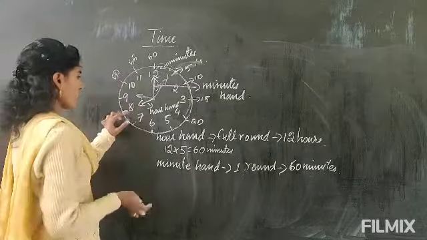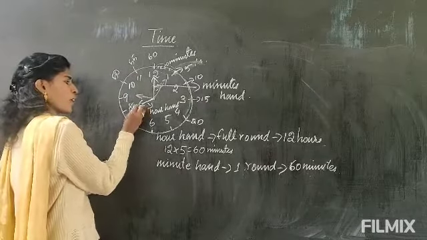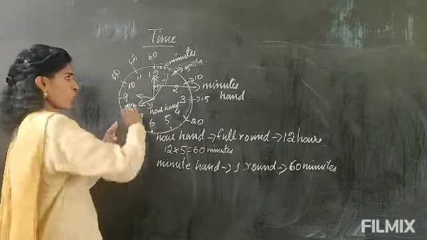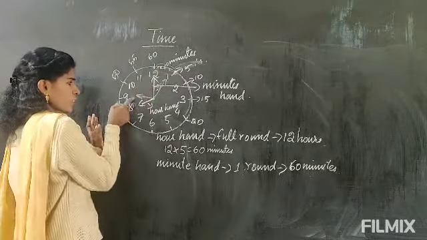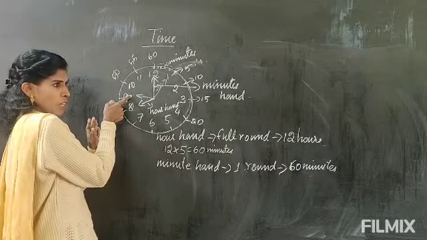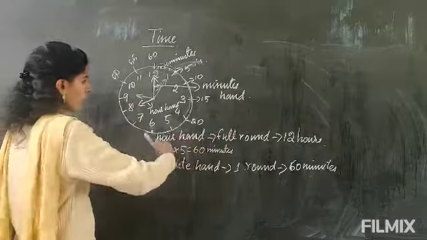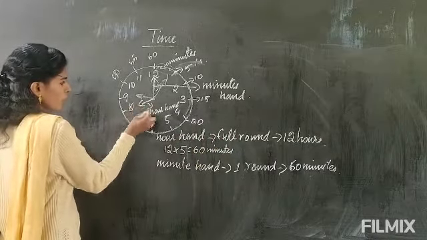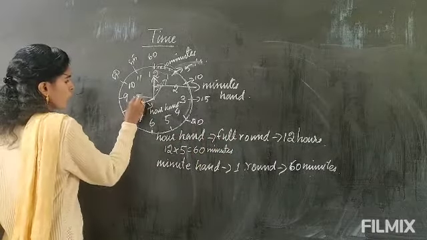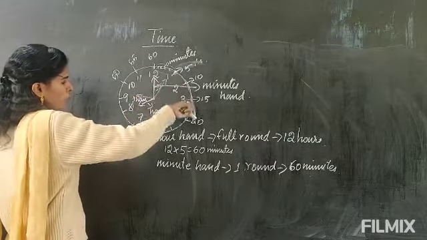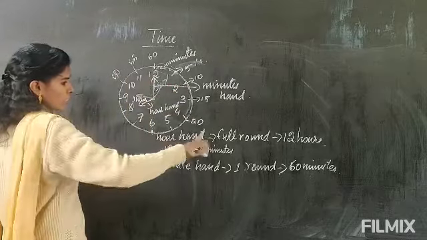Within that 60 minutes, the hour hand will move from one number to the next number only. It won't make the full round. It will make just from one number to another number only. From one number to another number, how much does it take? It takes one hour. So within this 1 hour, the minute hand makes one full round and it takes 60 minutes.